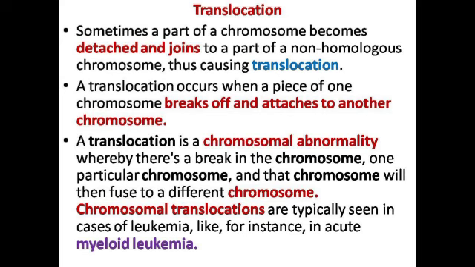Let me pass on to the last chromosomal aberration, translocation. Sometimes a part of a chromosome becomes detached and joins to a part of a non-homologous chromosome, thus causing translocation. A translocation occurs when a piece of one chromosome breaks off and attaches to another chromosome. This causes a chromosomal abnormality whereby there is a break in one particular chromosome, and that chromosome will then fuse to a different chromosome. This type of translocation is responsible for some types of cancer, for example leukemia.